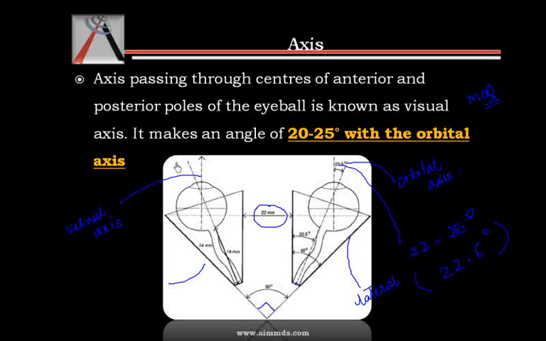So let's just see them once again. So we have a visual axis here that makes an angle of 22.5 degrees with the orbital axis here. The lateral walls, they make an angle of 90 degrees with each other, while the medial walls are separated from each other by a distance of 22 millimeters, and they are parallel to each other.